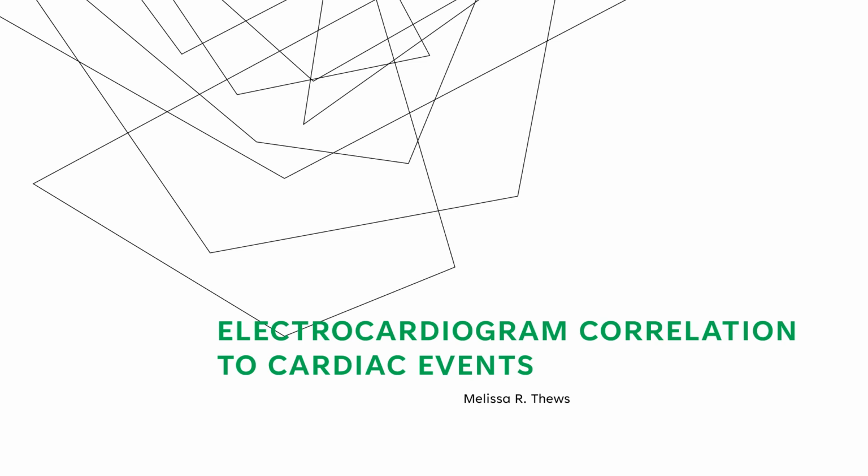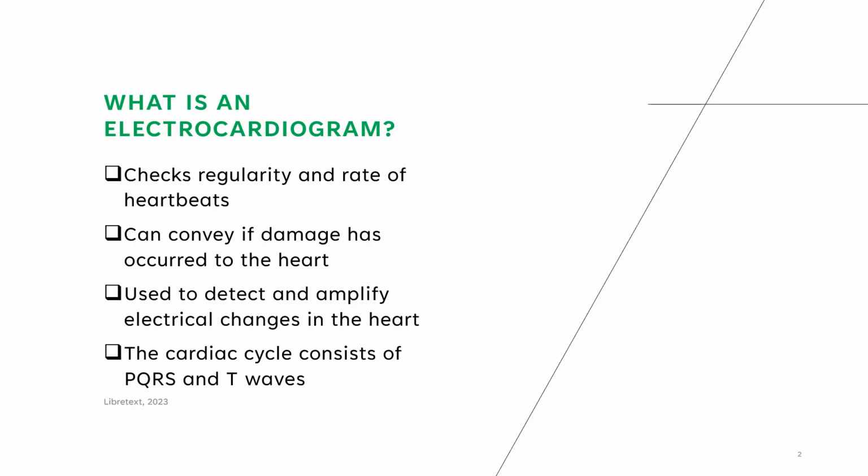Today we're going to talk about electrocardiograms' correlation to cardiac events. To measure the regularity and rate of heartbeats, we use an electrocardiogram, or an ECG. The ECG can also convey if there has been damage to the heart, the size and position of the heart's chambers, and the effects of pacemakers or medications used to regulate the heart.